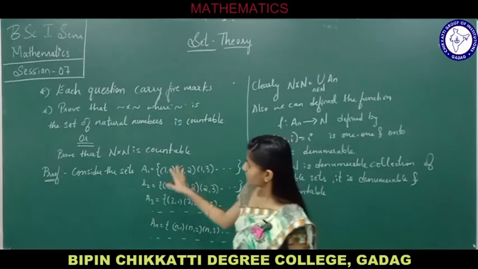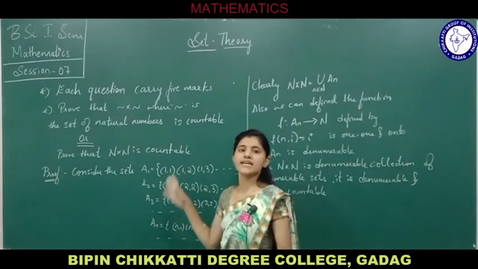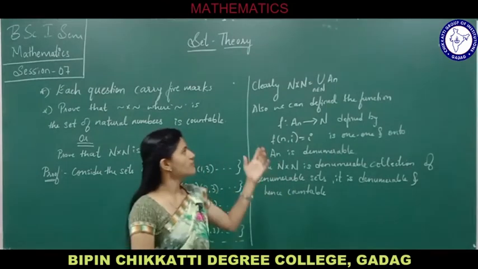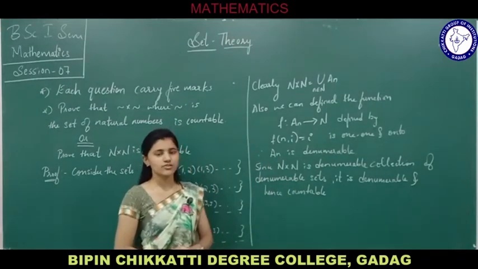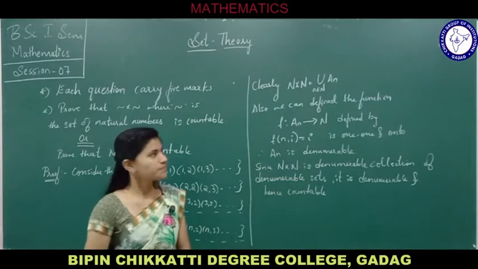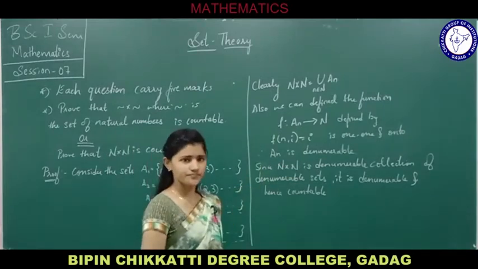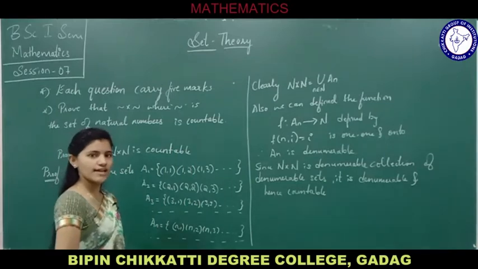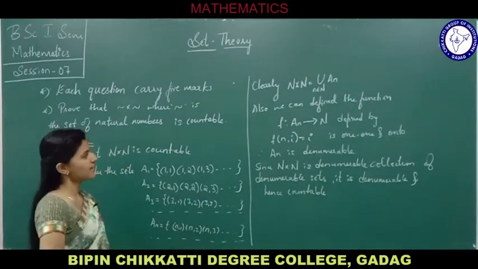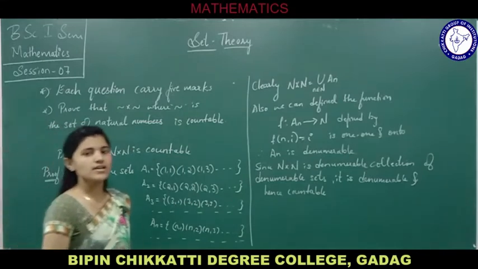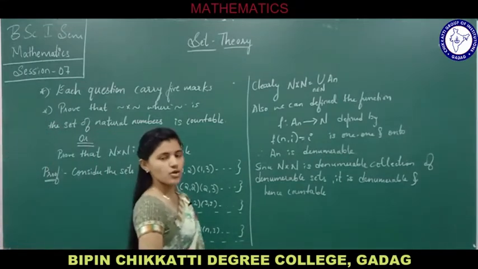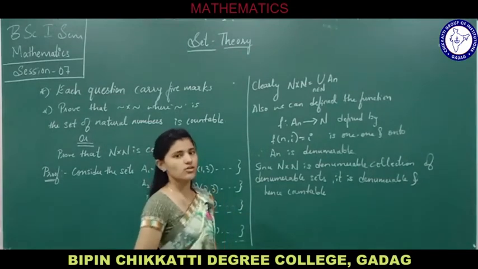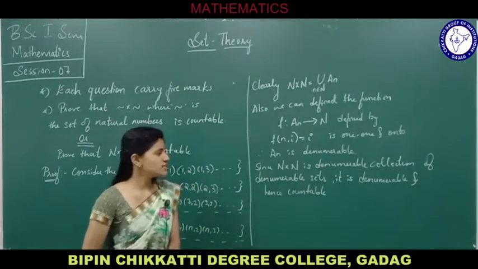By this what we can come to know? We can come to know that this N cross N is the union of An, where n belongs to the set of natural numbers. If so, what is going to happen? We can define a function f from An to N, and how it is defined? It is defined as f of (n, i) equal to i, which is one-one and onto.